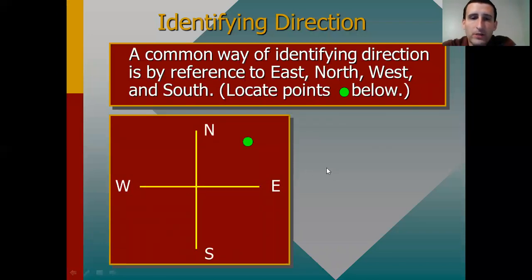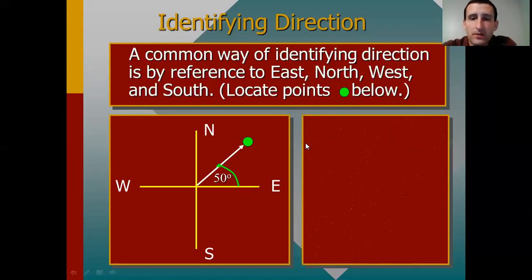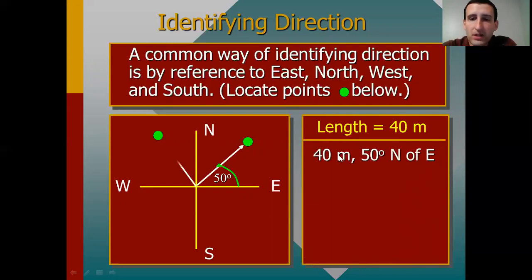And one of the ways we specify that direction can be with a compass, right? If we're just talking about displacements on a coordinate plane, we can use the cardinal directions of the compass. So this green dot is 50 degrees above the direction of east. So we say that it's 50 degrees north of east, and it might be 40 meters in length. So 40 meters in length is this arrow, and it's at 50 degrees north of east.